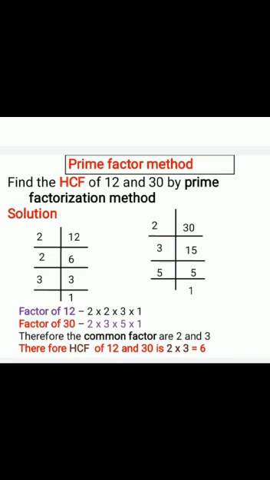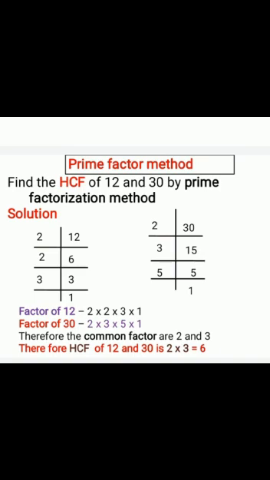Then after writing the factors of 12 and 30, you are going to find the common factors of 12 and 30. What are the common factors of 12 and 30? The common factors are 2 and 3. So, the HCF of 12 and 30 is 2 into 3, that is 6. So, the highest common factor of 12 and 30 is 6.